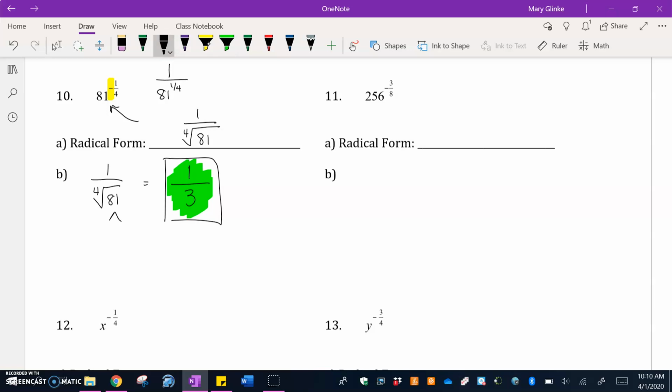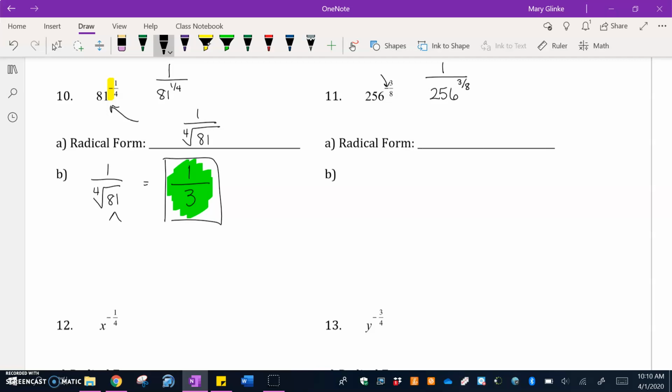So now let's try one that has a numerator here with a 3 and that negative sign. So the first thing I'm going to do is move this down to the denominator. It's going to become 256 down in the denominator, and it's going to become a positive 3/8. Again, anytime you have a negative exponent, stop and move it down first.